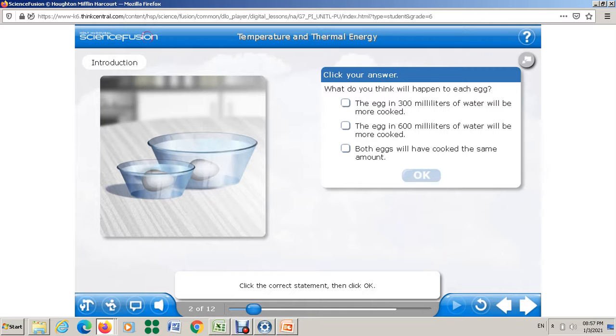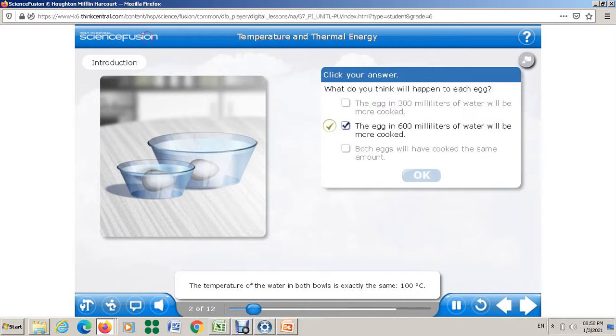Okay, let's see what is the correct answer. Is it the egg in 300 milliliters of water will be more cooked, or the egg in 600 milliliters of water will be more cooked? Both eggs will have cooked at the same amount. Think about the thermal energy, think about the number of particles, which has more. So for me, I'm going to pick this one. Let's see if it's correct or wrong.